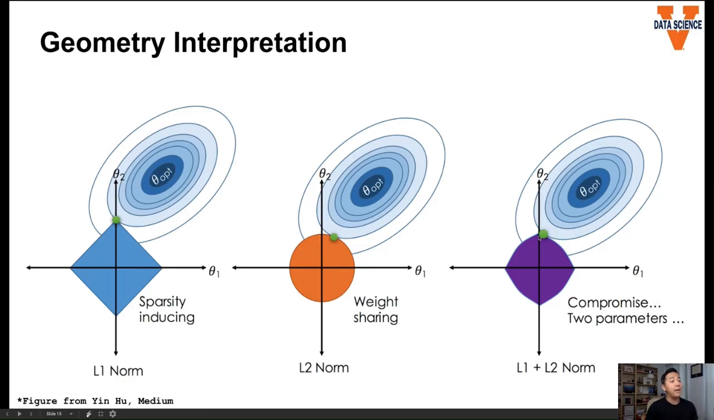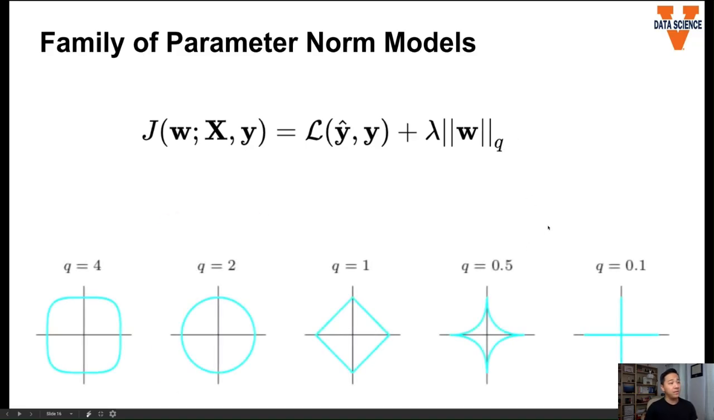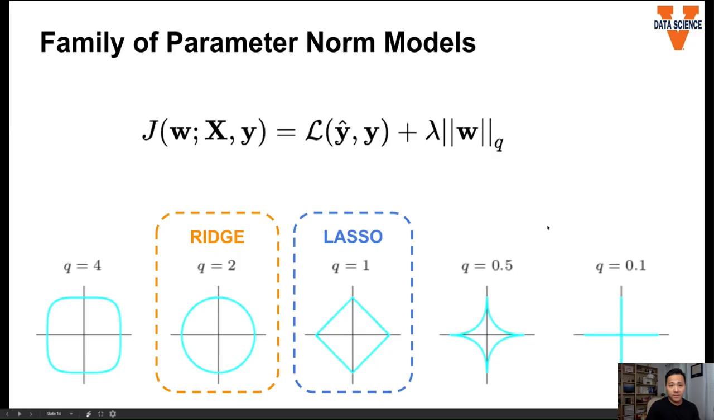When you combine them, it looks like a pillow-shaped geometry, and it would touch the data point at these very points. Okay. And both the L1 and L2 norm are part of the parameter norm family of models. Depending on the norm you have, the Q here, you may end up with a different shape for your parameter norm penalty. So you can see here different norms.